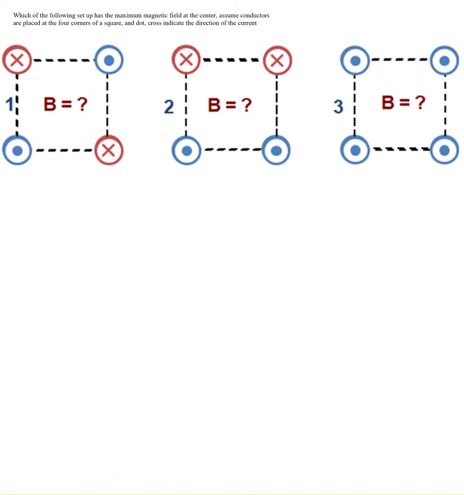Here is an example I asked in the quiz. Which of the following setups has the maximum magnetic field at the center? Assume conductors are placed at the four corners of a square, and dot and cross indicate the current direction.